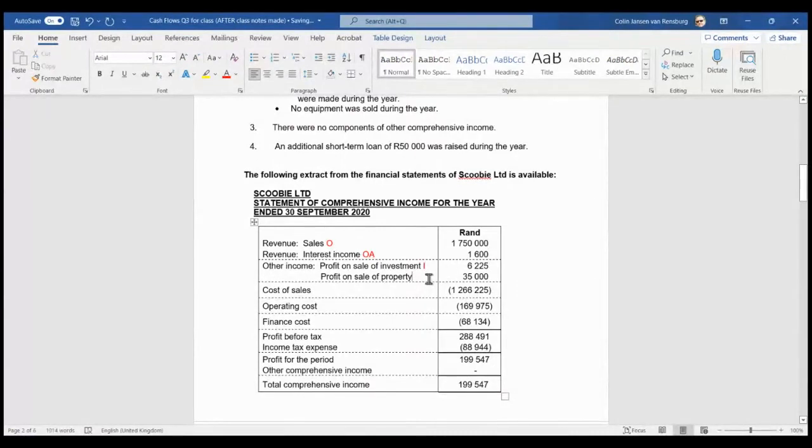Profit on sale of property, ladies and gentlemen. Now, this one I think you will all get 100% spot on. What kind of activity does that relate to? Property is part of our PPE, right? And PPE is a non-current asset. Thank you. You've all got that right. So that will also be an investing activity. So let us indicate it as such. No, let me rather type it again.